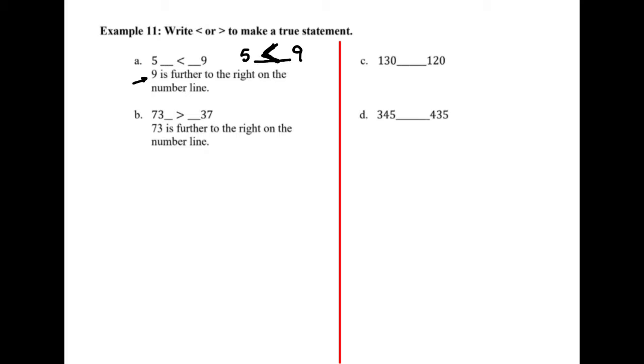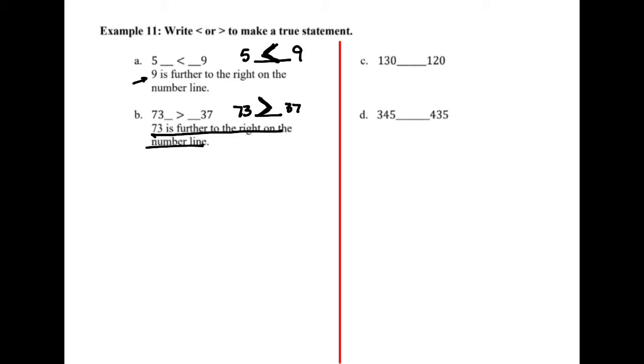Okay, so this one as well. So we had 73. How does it compare to 37? Okay, 73 is further to the right on a number line, so it's the bigger number. So the bigger side points to the bigger number. But you always read it going from left to right, just like we read everything. So 5 is less than 9. 73 is greater than 37.